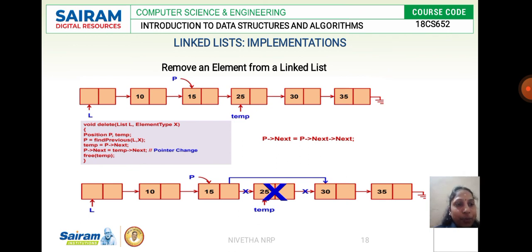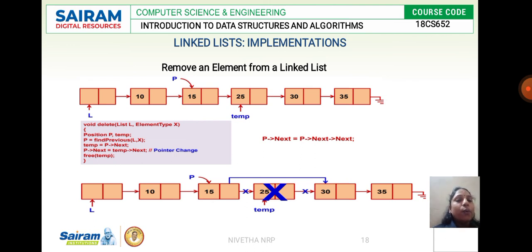I place the element in temp and I delete it. While doing that, the previous of 25 is 15, and that will be P, and P of next is 25. Instead of 25, P of next, that is 15's next, will be 30. How is it generated? P of next will be temp of next. So P of next is now temp of next. You have recreated the link.